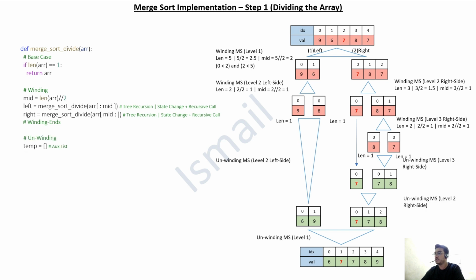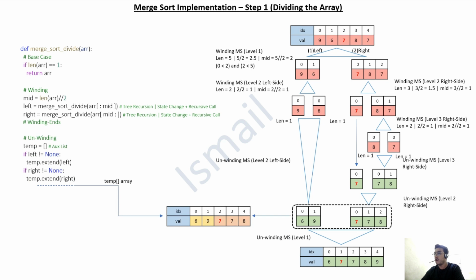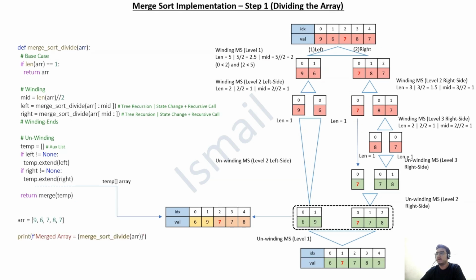The temporary list is used to combine the left and right subarrays at each level. Here is an example of the temporary array obtained after combining the highlighted left and right subarrays. The merge function is called to sort and combine the elements from the temporary array. At this point, we have completed step 1, that is, dividing the array into smaller subarrays. We have also written code to prepare these subarrays in a temporary array, setting the stage for the next step, which is merging them in sorted order.